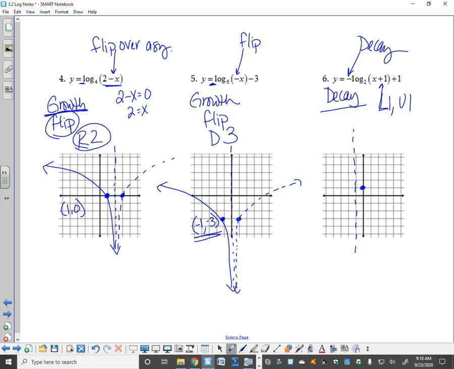Okay, so now decay starts high near the asymptote, comes down, hits that point, and peels off. There's your decay. And his point is 0, 1. Okay, so again, it's a video, so pause, rewind, do what you need to do so that it soaks in.